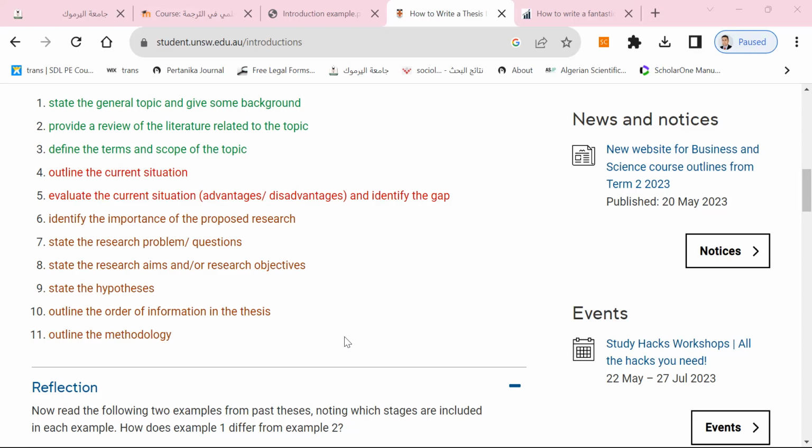Also, we should outline the current situation. What the current situation is about here. Then we should evaluate the current situation. Now, we talked about the advantages and the disadvantages of the current situation. Imagine we are talking about CAT tools, the use of CAT tools in translating legal documents, for example. First of all, we should talk about the advantages of using CAT tools in, let's say, legal documents in general.